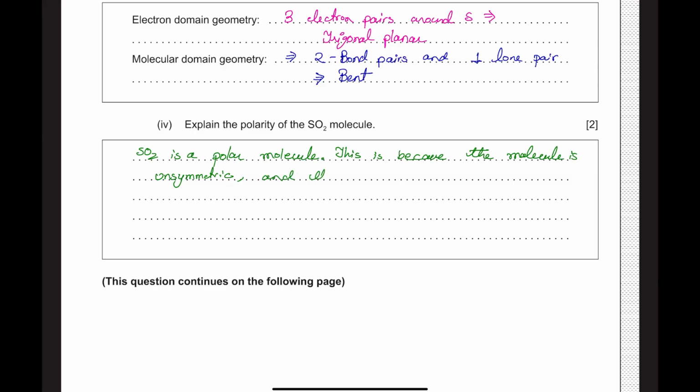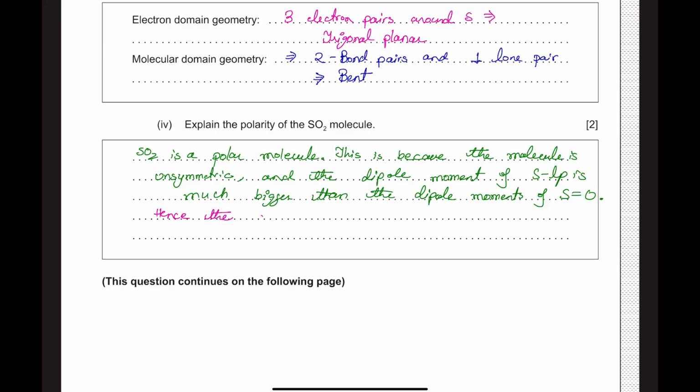and the dipole moment of the sulfur lone pair is much bigger than the dipole moments of the S double bond O. Hence, the dipoles do not cancel out. As a result, SO2 is polar.